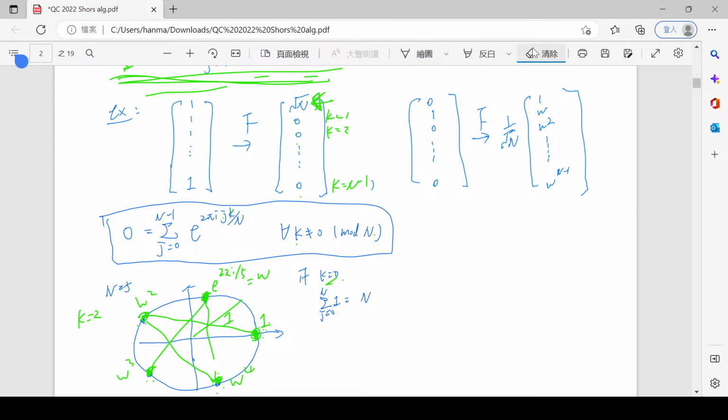Let's erase a little bit of things here. Getting messy. So that's the Fourier cancellation, I guess.